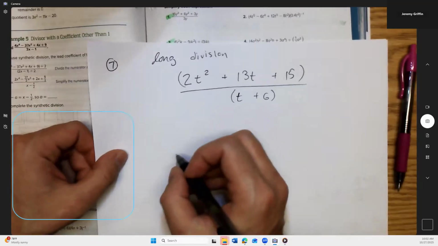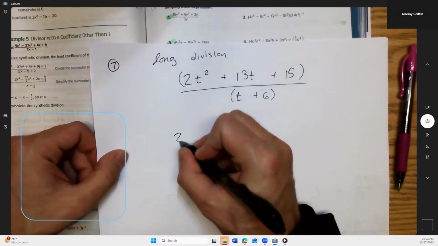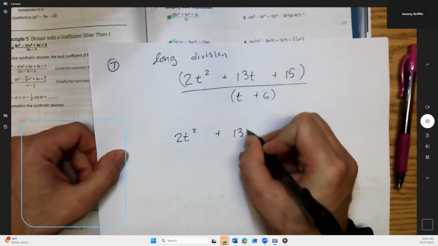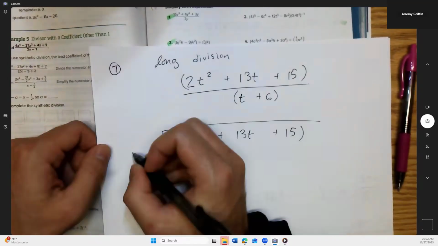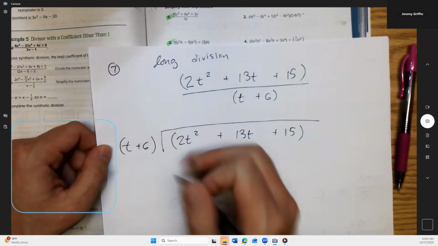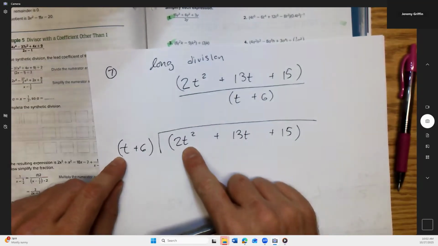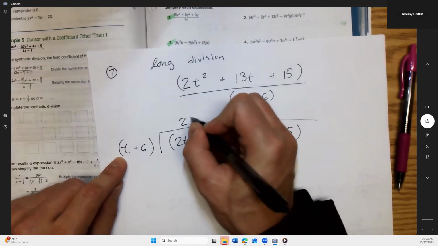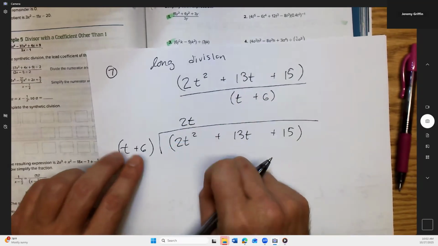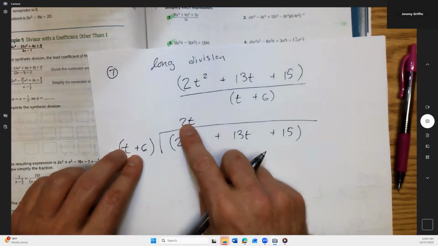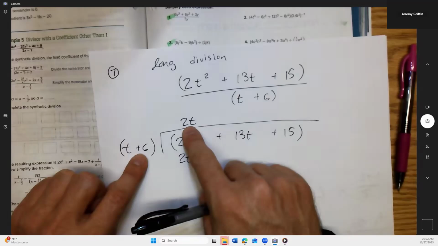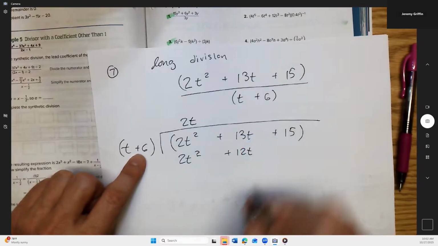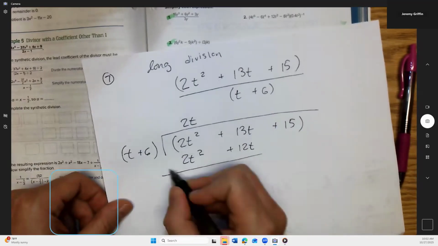So do a long division here. I'll set up this dividend as 2t squared plus 13t plus 15. I'm going to divide that by t plus 6. Hey guys, how many times does t go into 2t squared? Yeah, 2t. Then take this 2t multiplied by this whole binomial over here. So 2t times t is 2t squared. That was set up to cancel out. Then 2t times 6, don't forget that one. Isn't that plus 12t? Right there. And then you subtract this off.